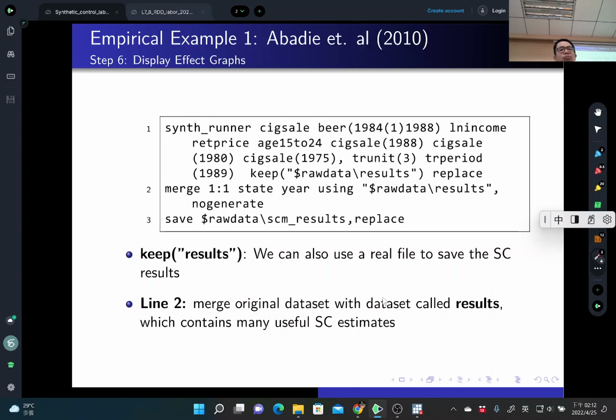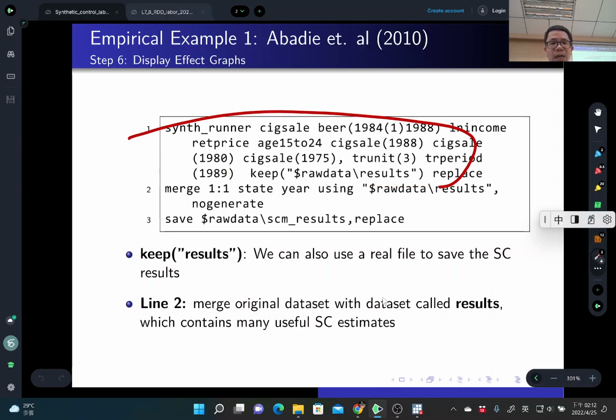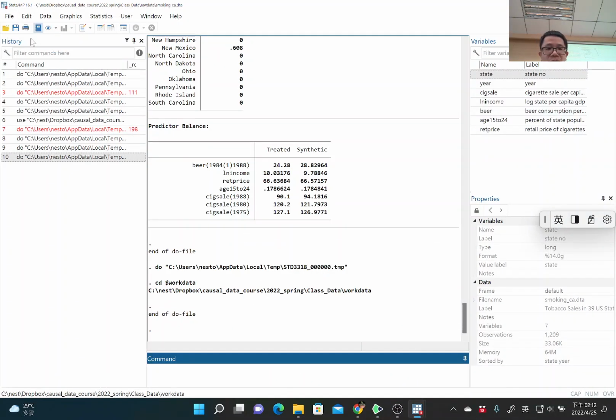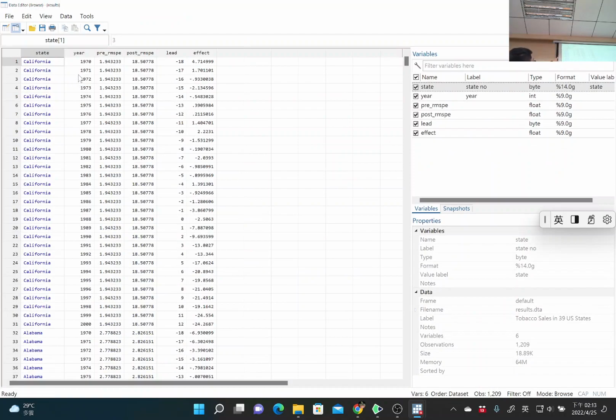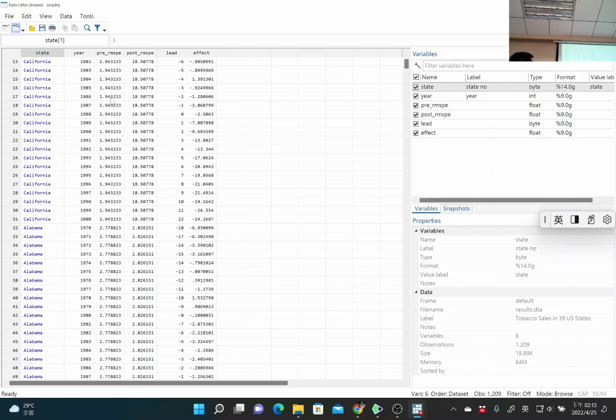And finally, you might want to draw some graph to show your effect. So you can also use synth_runner, but you need to save the result. The result after running synth_runner can help you draw graphs to show your result. So you usually run synth_runner, and then you might need to merge your current data set with the result you just generated. What kind of result will you get? It's like this. When you run synth_runner, it will generate all the pre-treatment RMSPE for each unit, in the pre-treatment period.